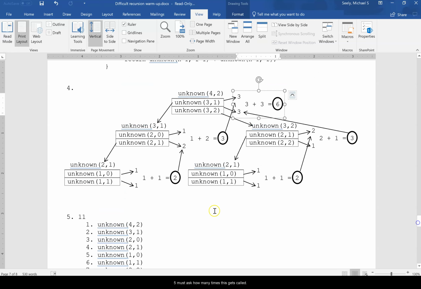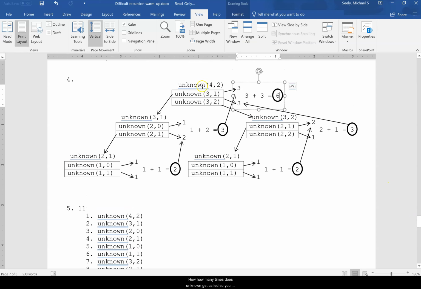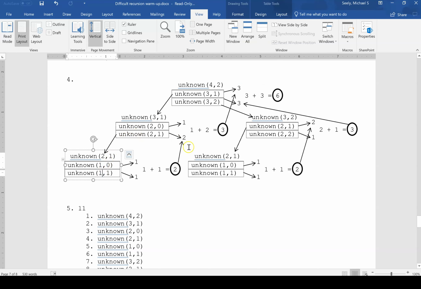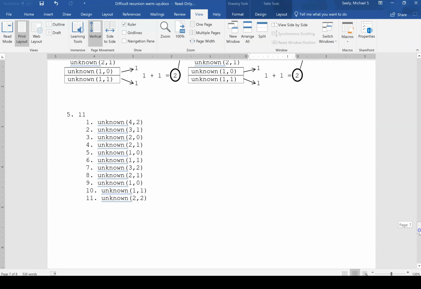Next we must ask how many times this gets called. How many times does unknown get called? So you can kind of go through it. There's 1, there's 2, there's 3, 4, 5, 6, back up to here, 7, 8, 9, 10, and then 11. And this is the sequence of it, so that might be helpful to look through.